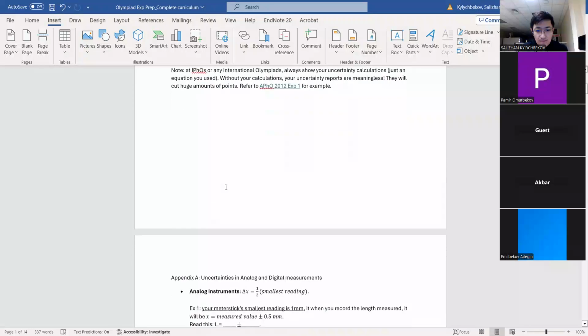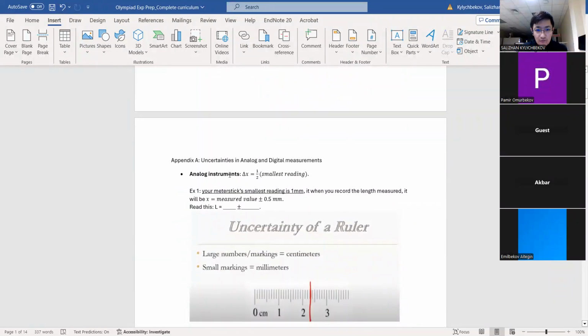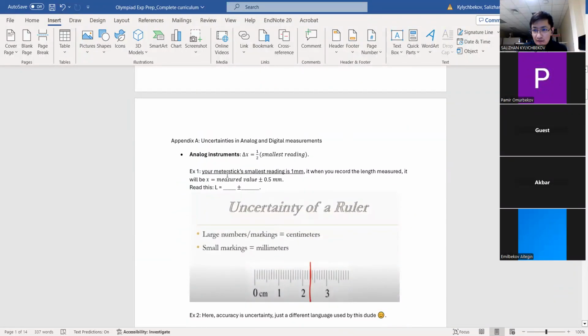But tomorrow we will deal with those. But today I will show you at least analog and digital instruments, how they differ and how you basically identify uncertainties.